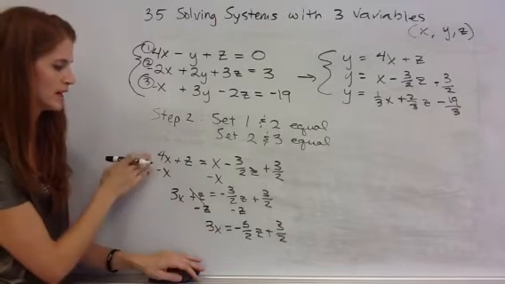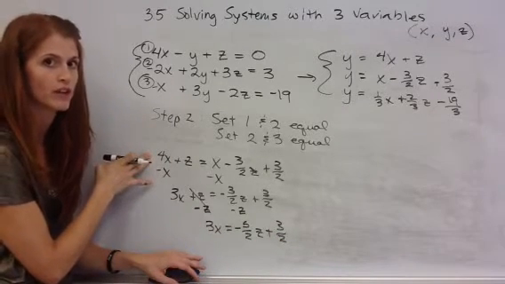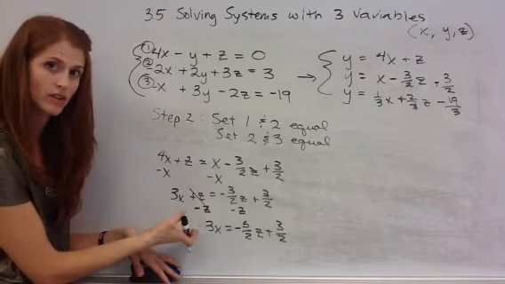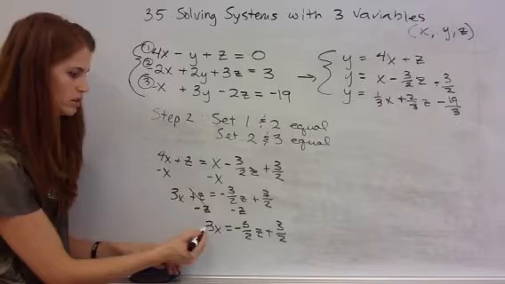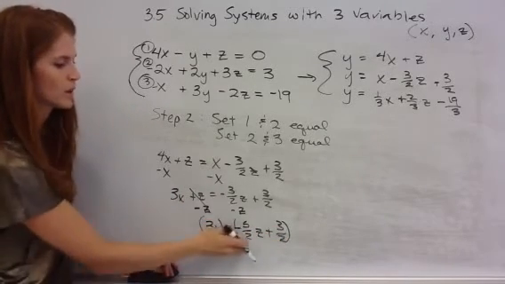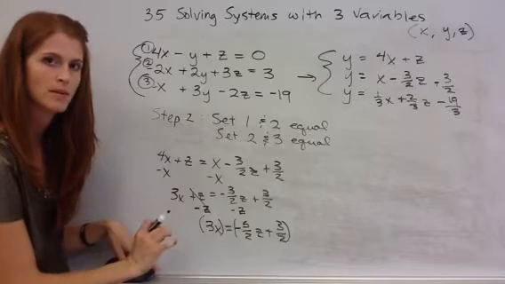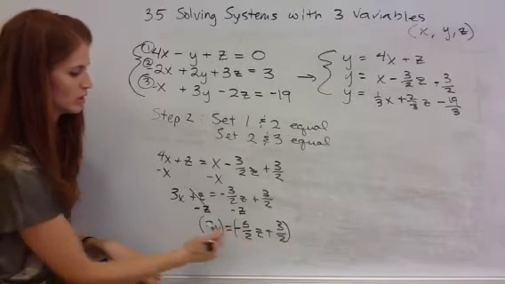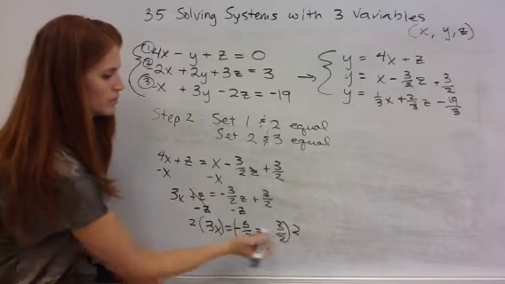Now I should have done it back here. I should have gotten rid of my fractions. Now I have a whole bunch of fractions. Can I go ahead and get rid of them now? Sure. I want to multiply both sides of my equation by the least common denominator. Now that I'm here, my least common denominator is a 2. So I'm going to multiply both sides by 2.